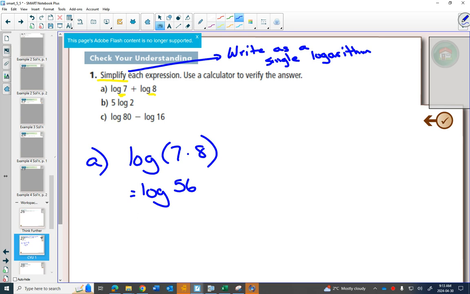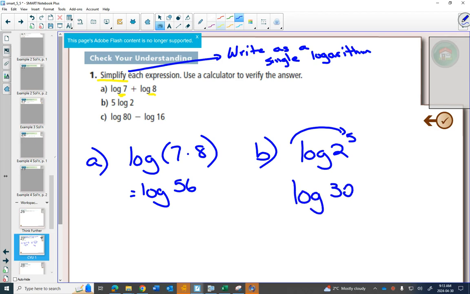Part B. I see a number outside of the logarithm, and we're multiplying. That is our third log law. Our third log law says anytime you have that number in front, you can move it back inside the logarithm as an exponent. And then 2 to the 5 becomes log of 32.